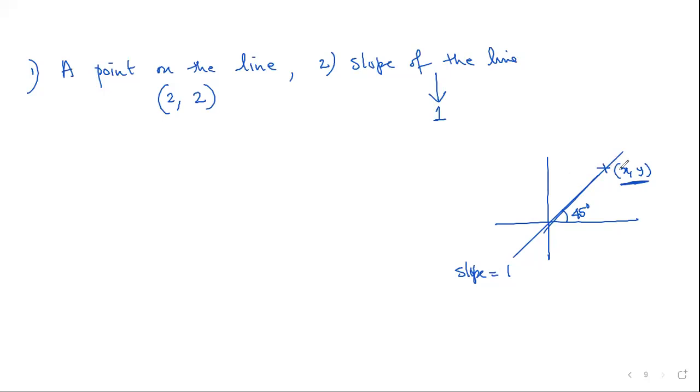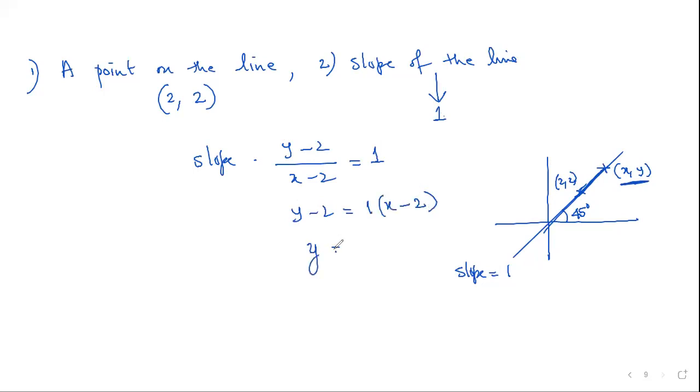I have with me (x, y), any point on the line. I also have with me (2, 2). I can calculate the slope of this line. So the slope of this line would be (y minus 2) upon (x minus 2). And that slope is given to be 1. So the equation of the line would be y equal to x. So I have derived the equation of this line by having only two things: a point on the line and the slope of the line.